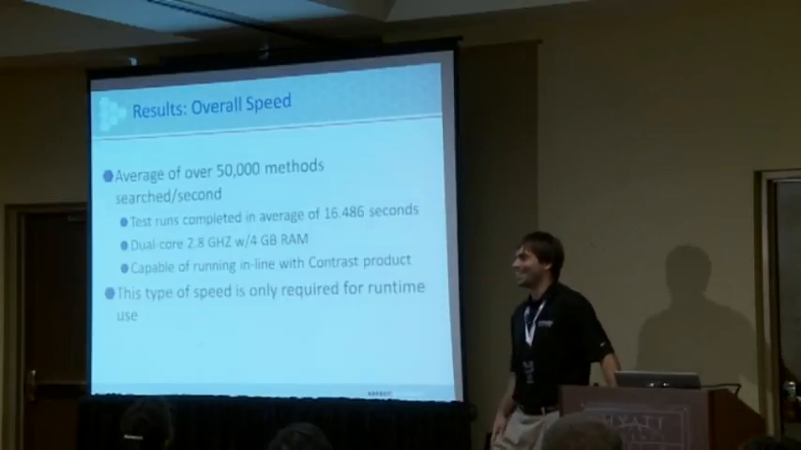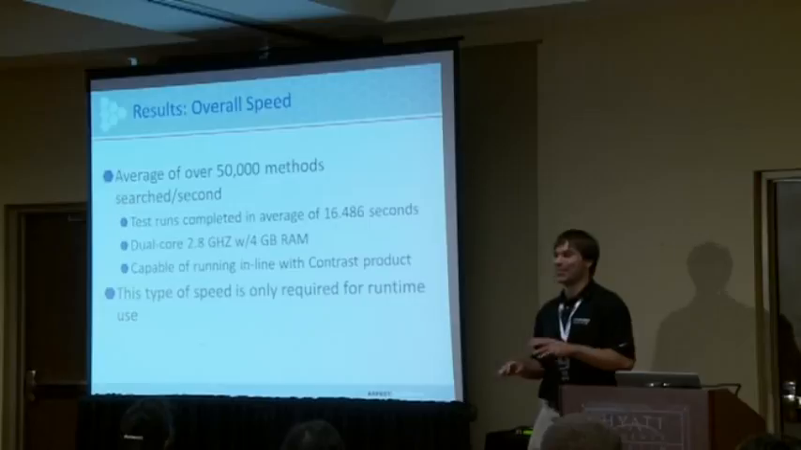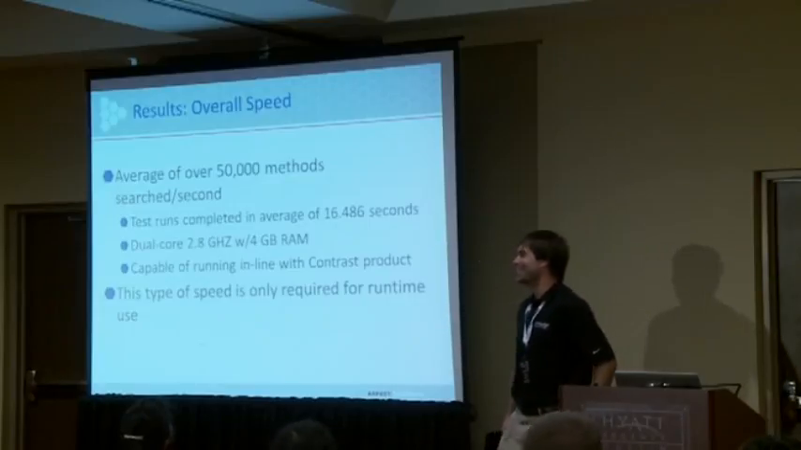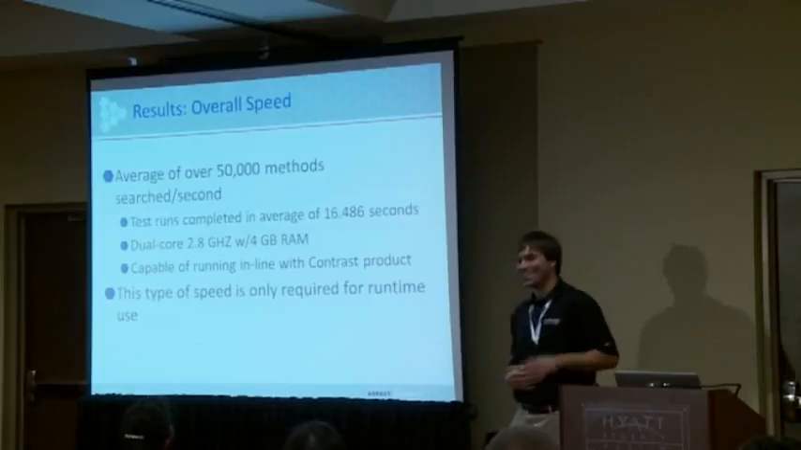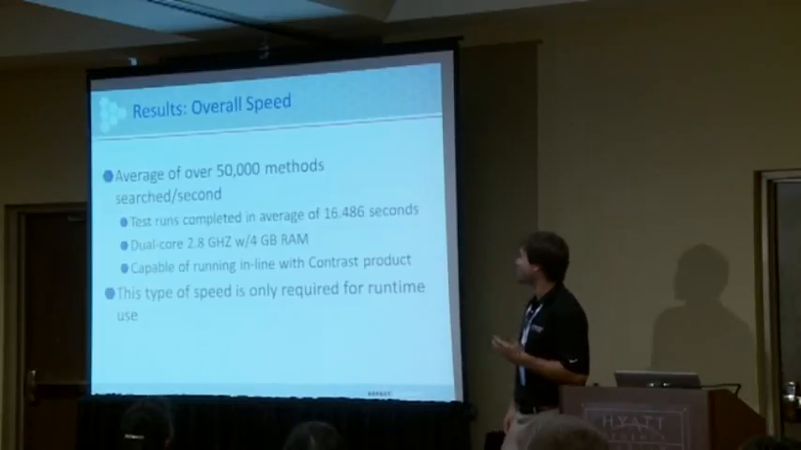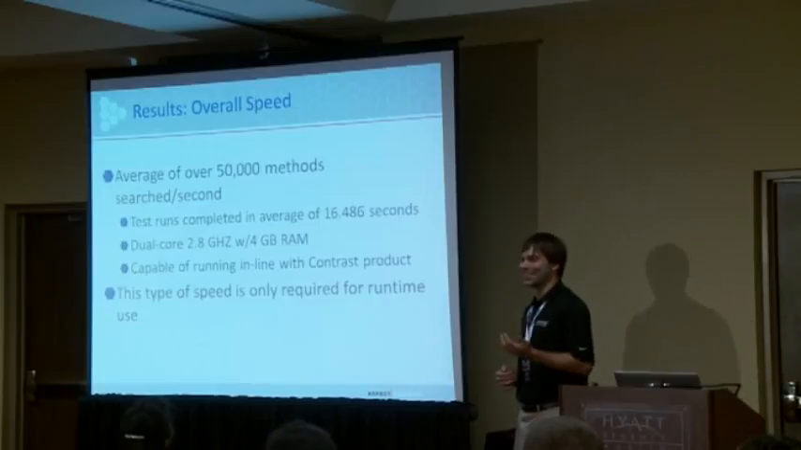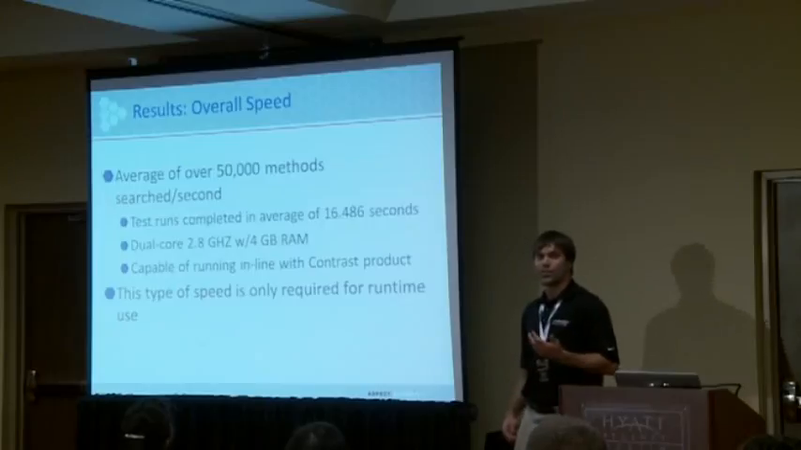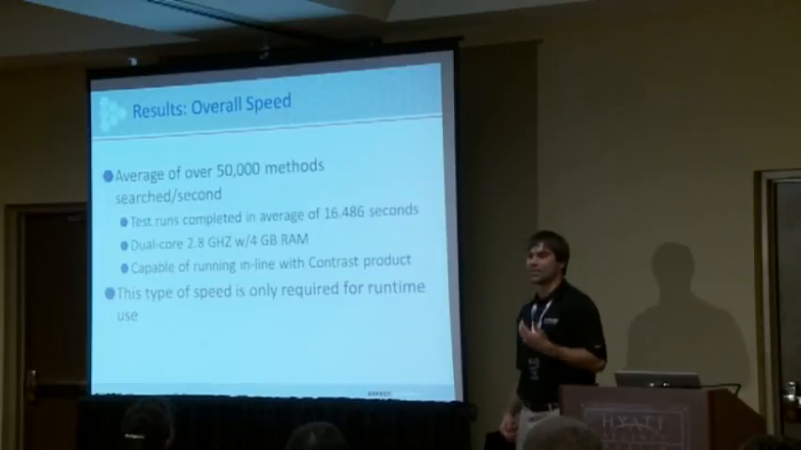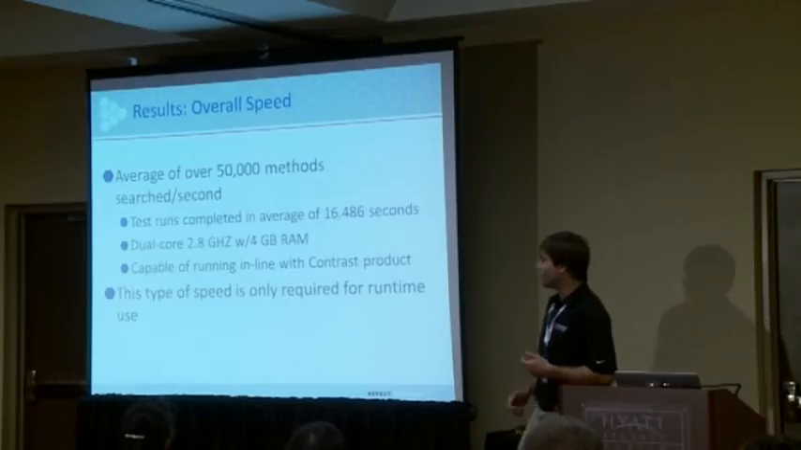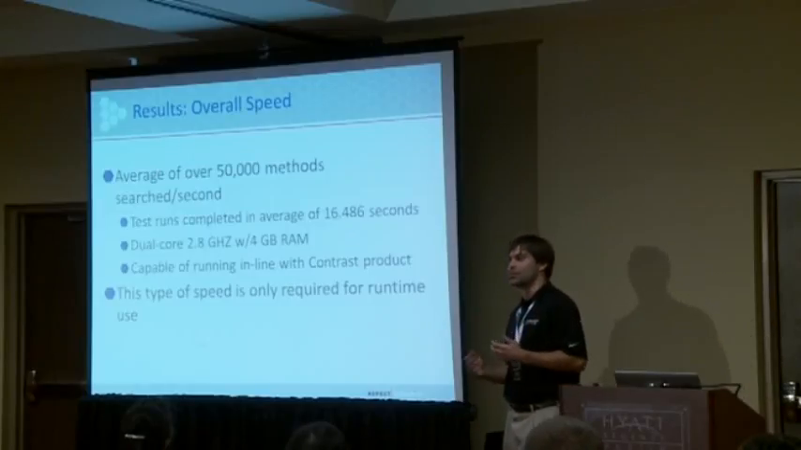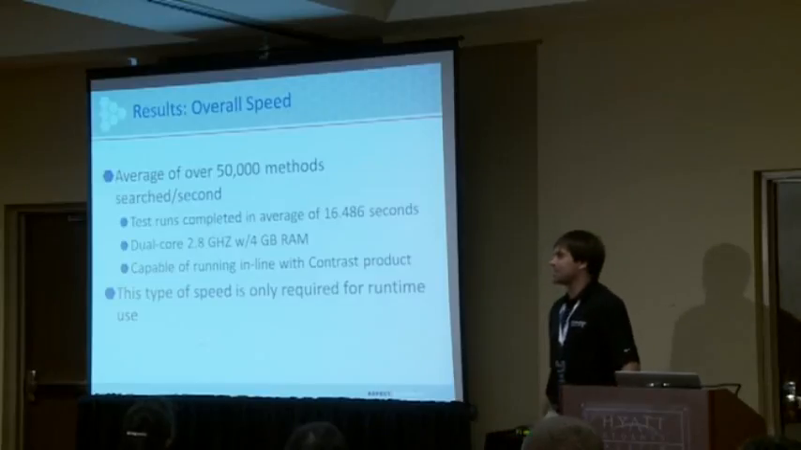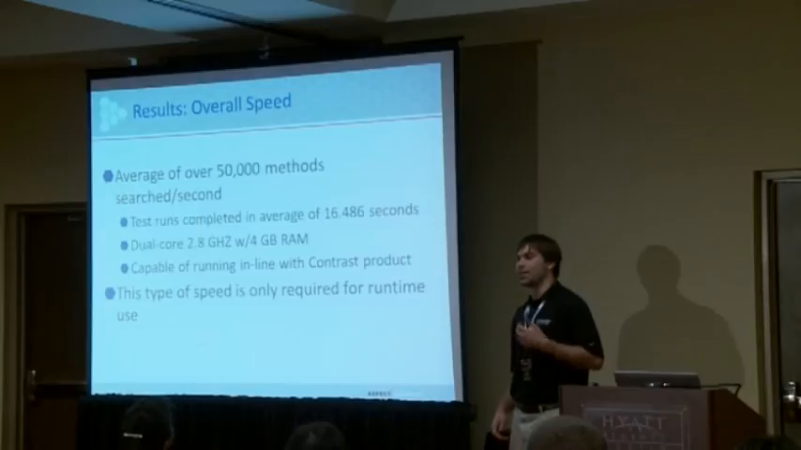So, speed. Arshan really wanted me to take that animation out, but he was probably right. Anyway, our tests on those 1 million methods pretty much completed in an average of 16 and a half seconds. So that's somewhat over 50,000 method searches per second. For our purposes, that was fast enough. It's fast enough to run inline with Contrast, and for any other runtime applications you might have, that's a pretty fast speed. The other thing is, even if you're doing static analysis, it's not bad to have something that runs that fast.